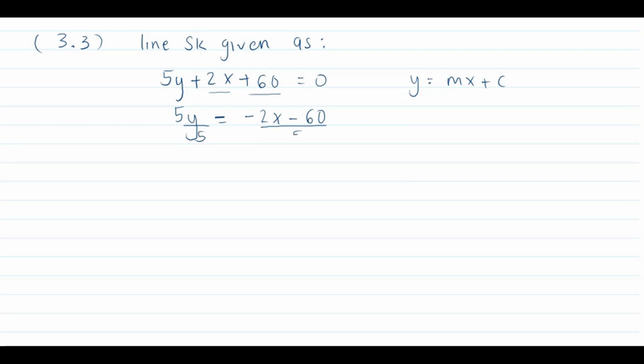Okay, divide by 5. And you're going to have y is equal to negative 2x all over 5 minus 60 divided by 5. Negative 60 divided by 5 is negative 12, right? So this is our equation of our line SK.